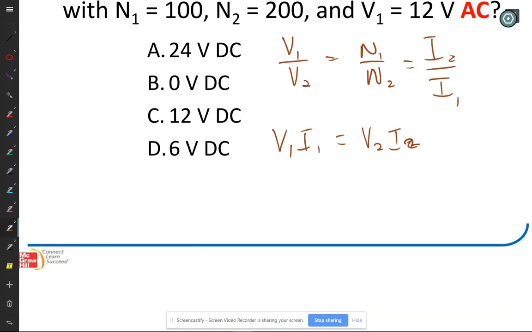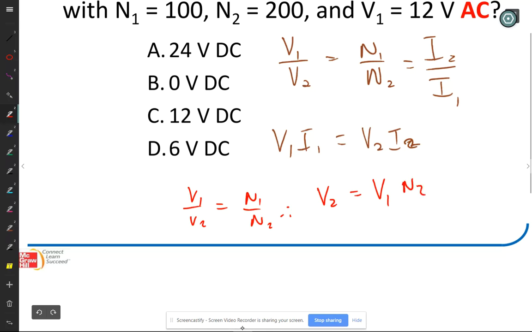Okay, I'm going to actually solve it rather than saying yay or nay. So I have V1 over V2 equals N1 over N2. Therefore, V2 is equal to V1 times N2 over N1, which is 12 volts times 200 over 100. So it's 24 volts.